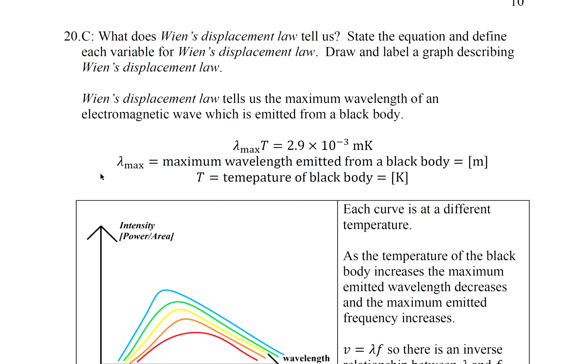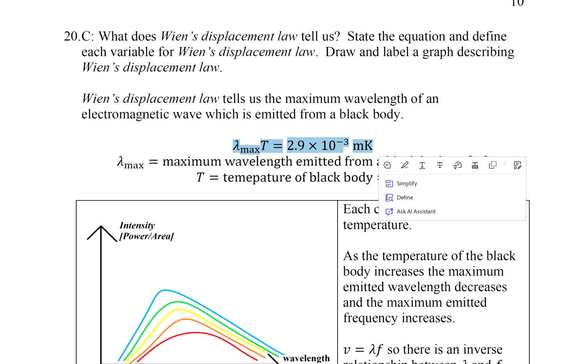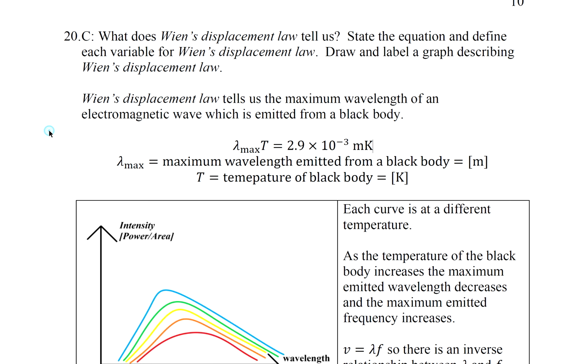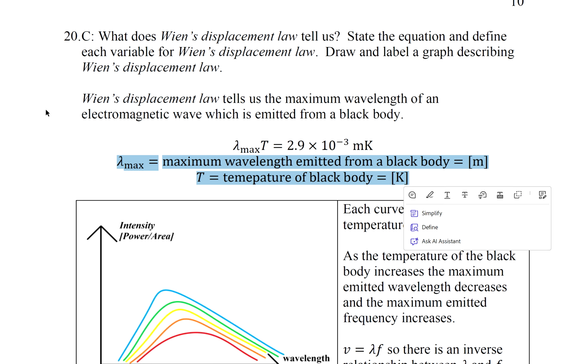Question 20. What does Wien's displacement law tell us? State the equation and define each variable for Wien's displacement law. Draw and label a graph describing Wien's displacement law. So Wien's displacement law tells us the maximum wavelength of an electromagnetic wave which is emitted from a black body. So this is the equation. Lambda max times temperature equals 2.9 times 10 to the minus 3 meters times Kelvin. These are the meanings of both variables.